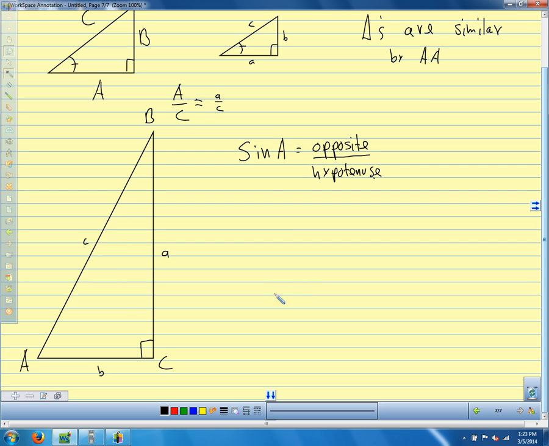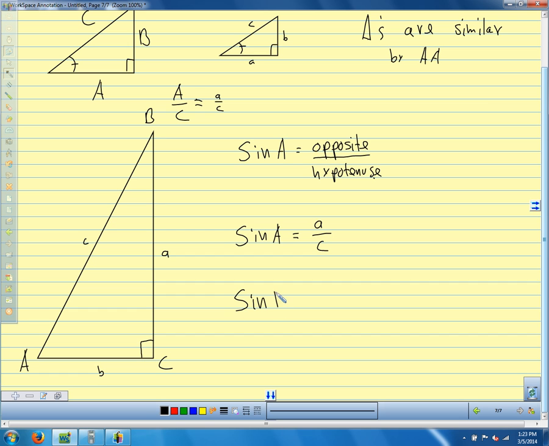So on the triangle that I've drawn here, the sine of angle A, what side is opposite angle A? All the way across the triangle, side A. And the hypotenuse is C. That's what the sine of an angle is: the opposite side of the triangle divided by the hypotenuse of the triangle.